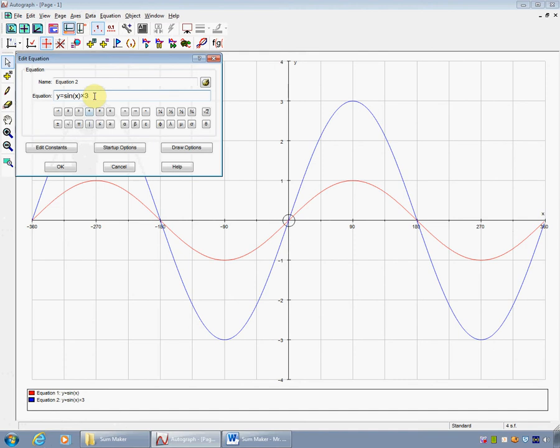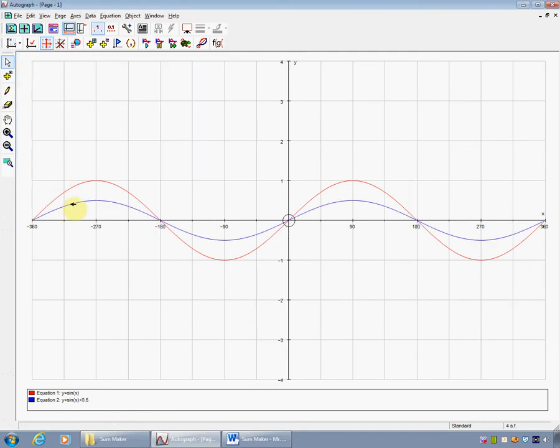However, if I times it by something that's less than 1, so I times it by a half, let's say, suddenly I've squashed it. So instead of it going up to 1 up here, it's been squashed, it only goes up to a half and down to minus half here. And it doesn't let me move at all.